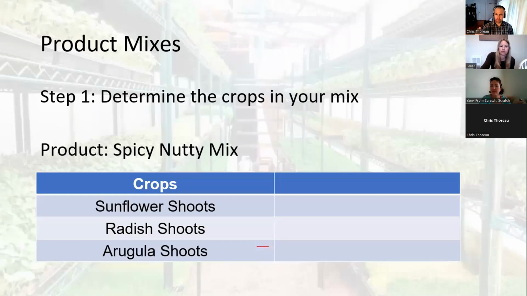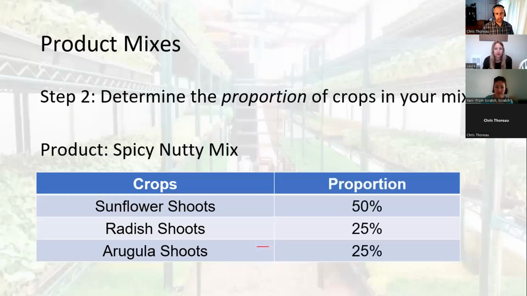Yeah, I heard something that kind of cut out though. So yeah, next is deciding the percentage, exactly. Looking at our proportions, and you can do this in different orders. So Cecilia, you're also right. We want 50% sunflower, 25% radish, 25% arugula by weight.